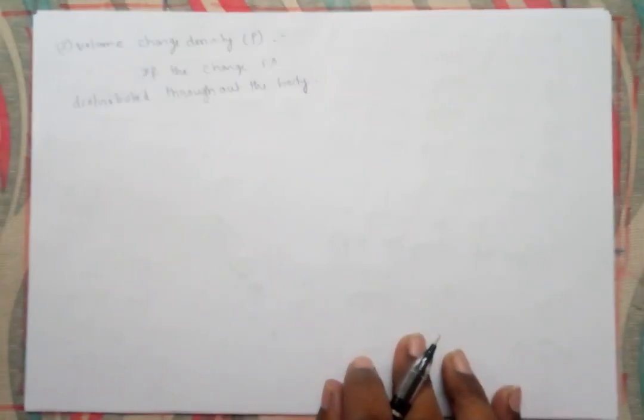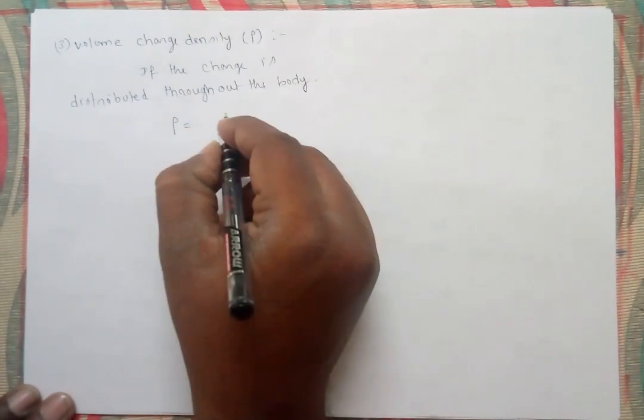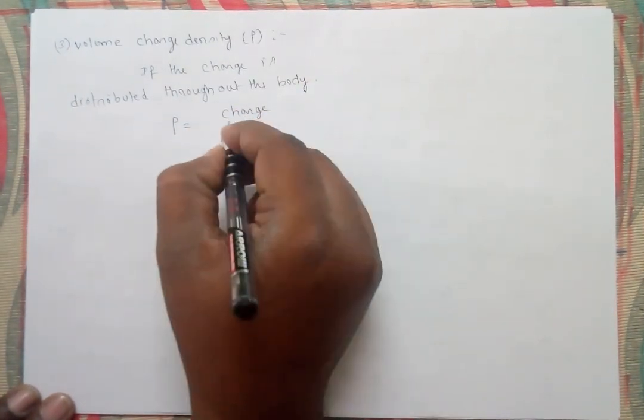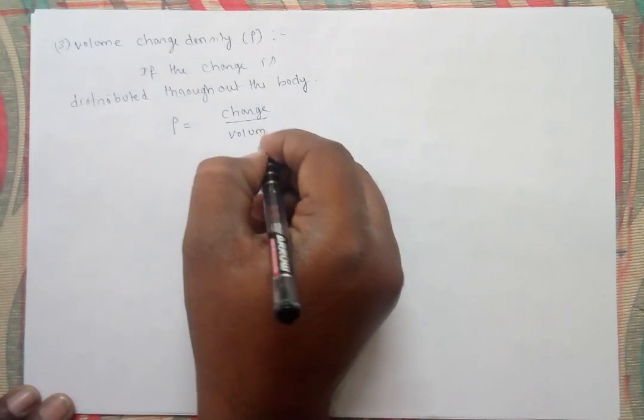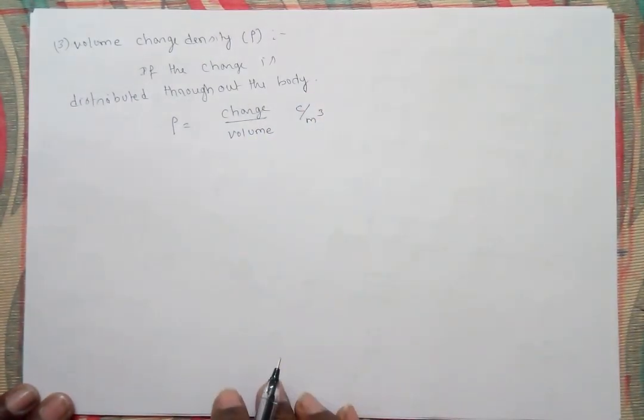So that volume charge density, how can you determine? Here this rho we can define as charge per unit volume, and charge per unit volume, in the sense, coulomb per meter cube is the unit.